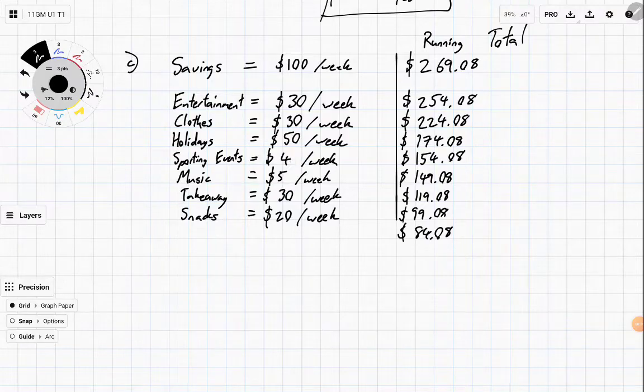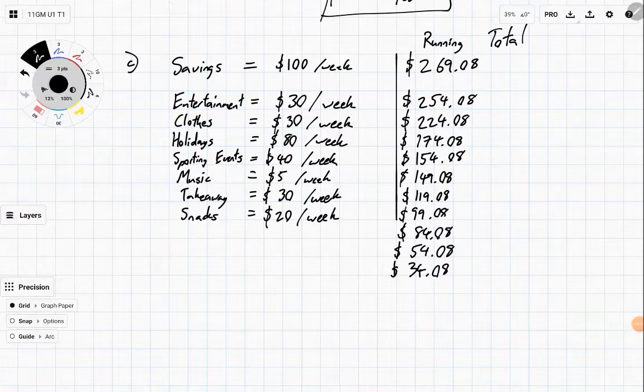Let's change holidays. Make that $80. So it's going from 50 to 80. So it's an extra 30. It's $54.08. Let's increase sporting as well. Let's make that 40 per week. It's an extra 20, so it's $34.08 left.